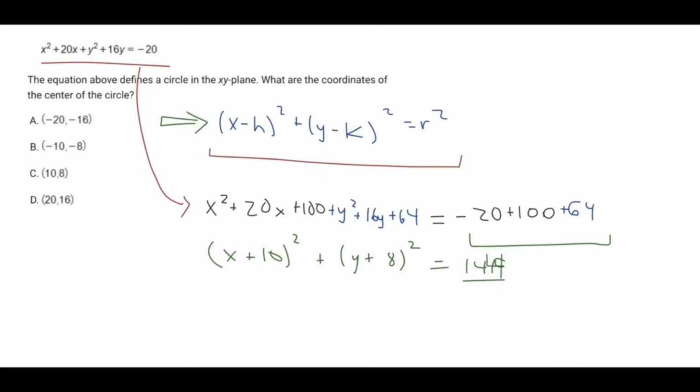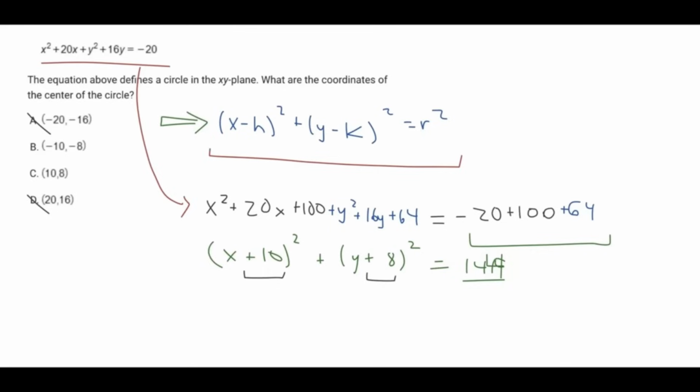So now we can actually find the value. So we know that it can't be any of these. It can't be 20 and 16, right? So is it positive or negative? Well, in our actual equation, it's positive 10 and positive 8. Does that mean those are the coordinates of the center of the circle?